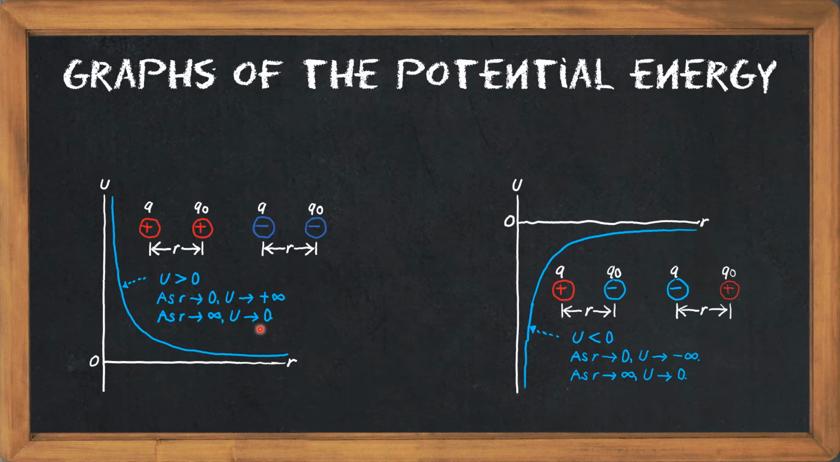If Q and Q0 have the same sign, the interaction is repulsive. This work is positive, and U is positive at any finite separation. If the charges have opposite signs, the interaction is attractive. The work done is negative, and U is negative.